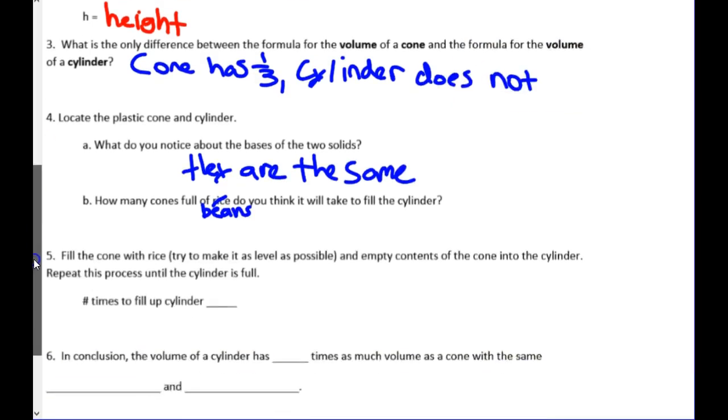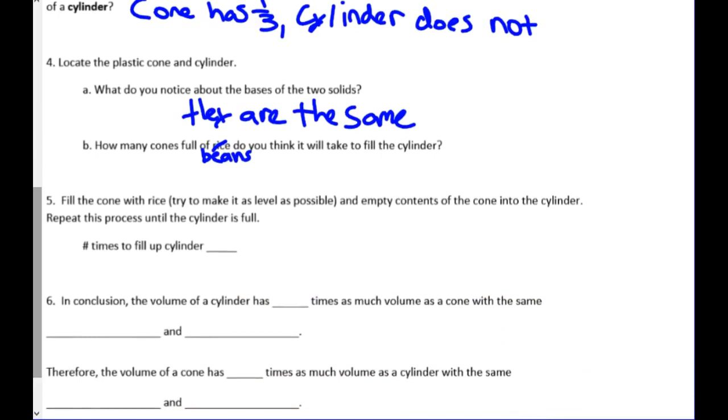Now, let's go ahead and fill this in at the bottom. So the question we had was, was it 2, was it 3, 4, or more? On 5, here's where we did the experiment. We filled it up with beans, right? And the number of times it took, what are we going to put for this blank? 3, right? So write that in. So in conclusion, and let me make this look nicer. This is a 3 and a 4.